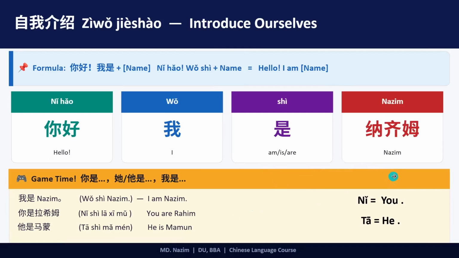So we have noticed that in English we say I am, you are, he is, she is. But in Chinese we always use the same verb, 是. It never changes for am, is, are. Okay? This makes Chinese grammar much easier than English.